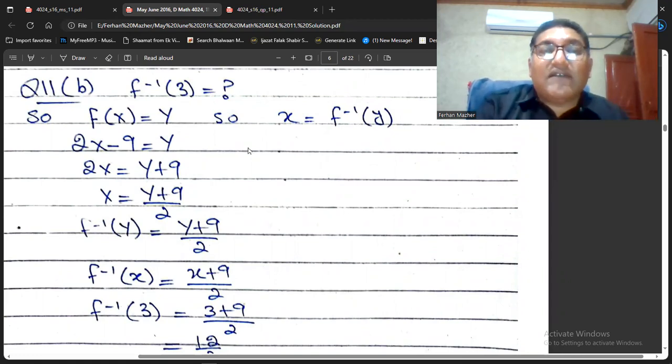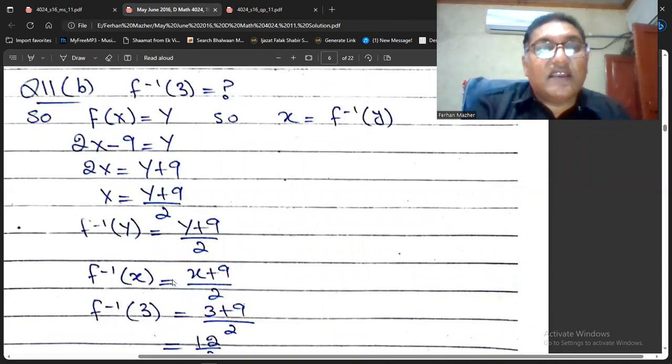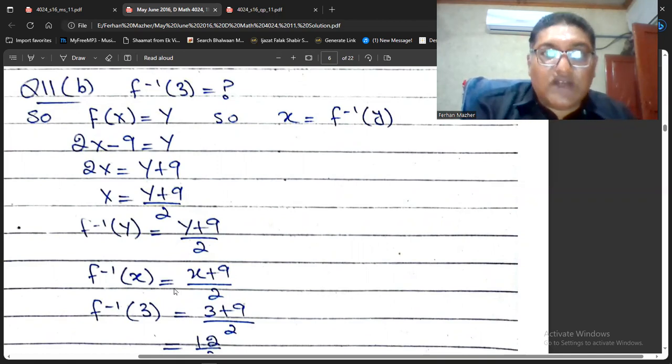In the place of x, I will put this. This is f inverse of y equals to y plus 9/2. Then I will change the variable here. So you will have f inverse of x equals to x plus 9 divided by 2. So that's the formula for the inverse.